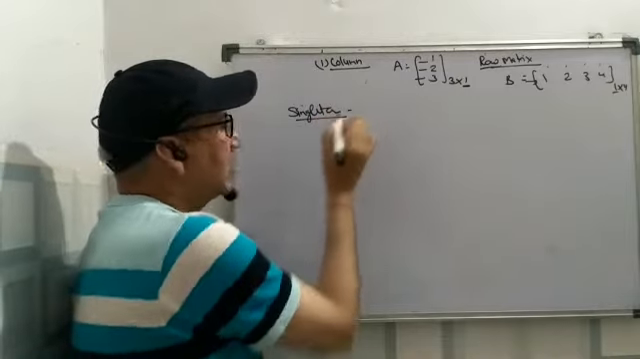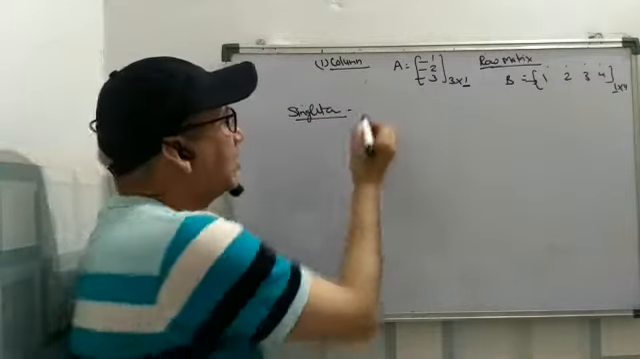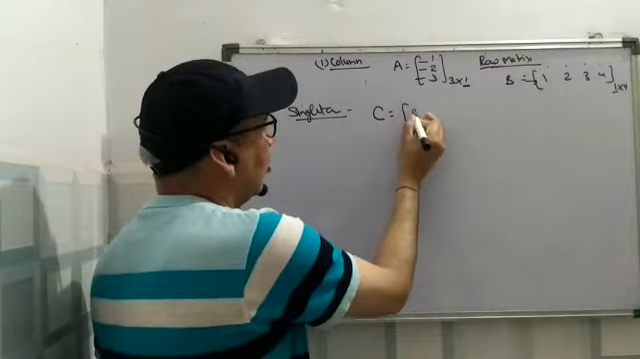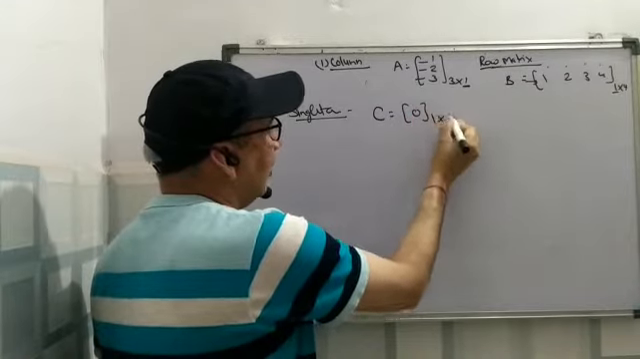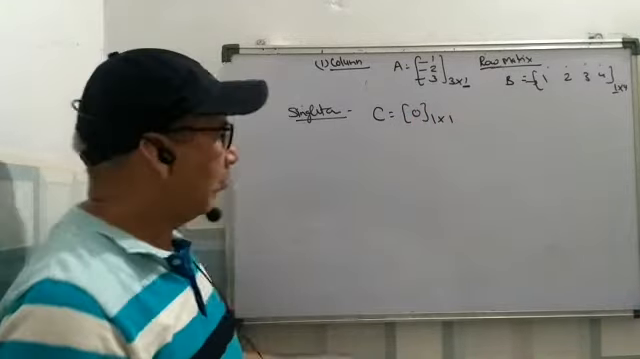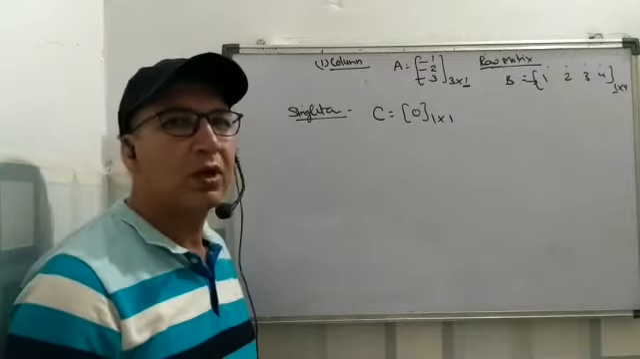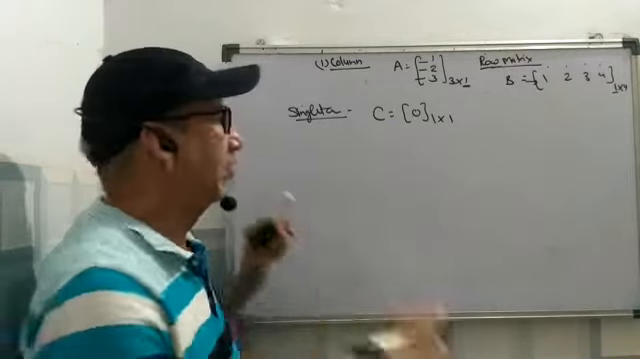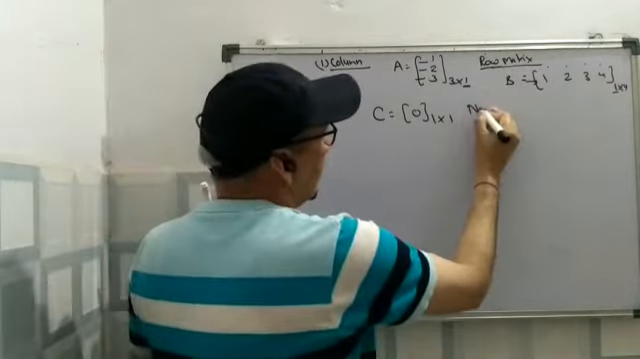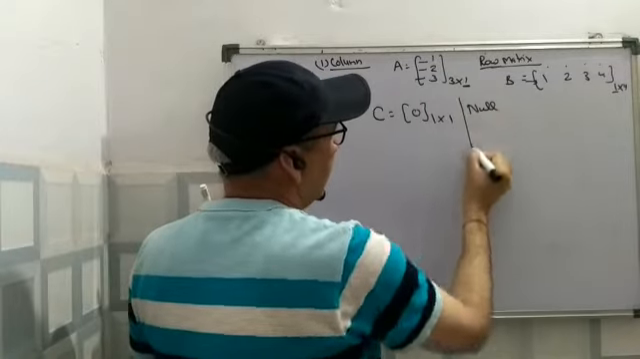A matrix in which only a single element is there, where the number of rows is 1 and the number of columns is also 1, is called a singleton matrix.